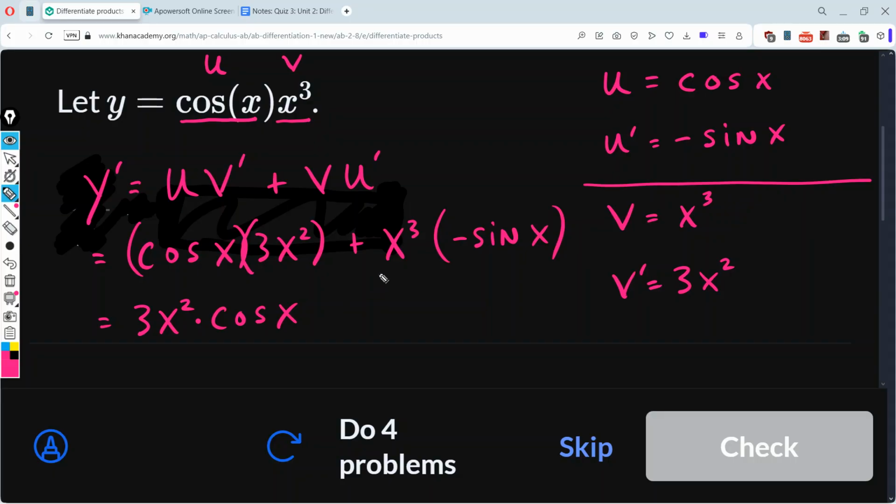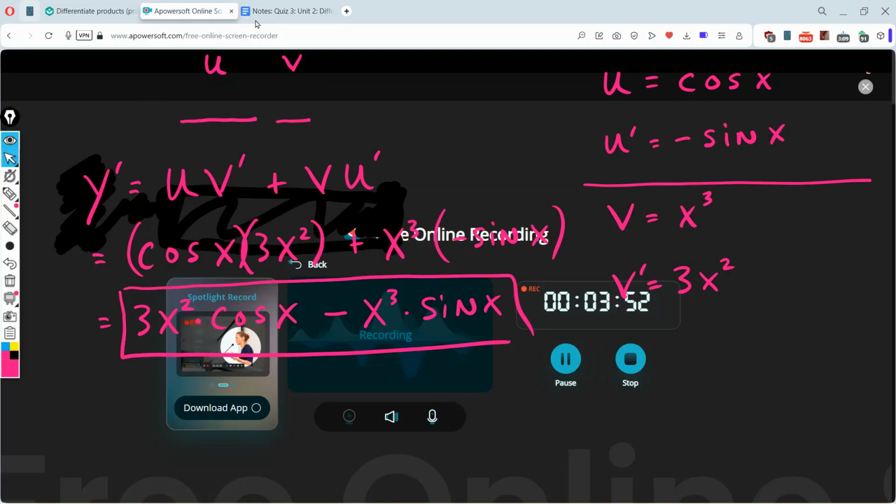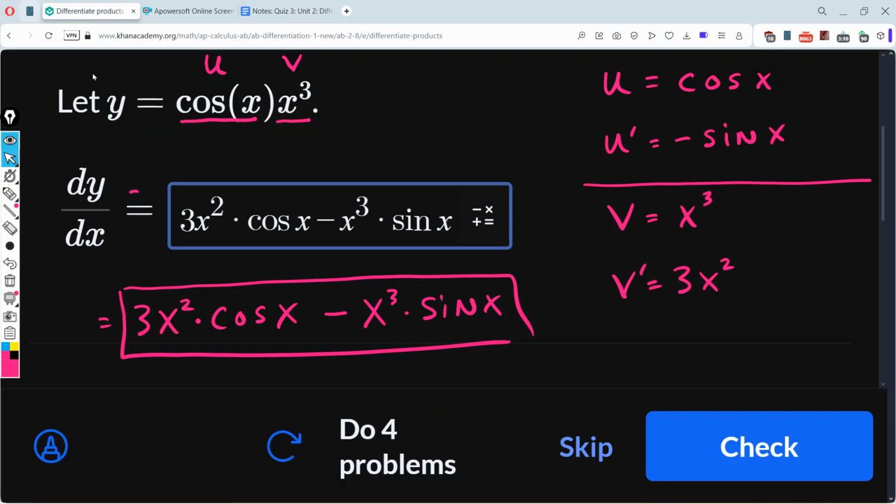We can move that out front. This is positive times negative. It's going to be a negative x to the third times the sine of x. All right, so that's it. Nothing to simplify or combine. All right, 3x squared times cosine of x minus x to the third times sine of x.